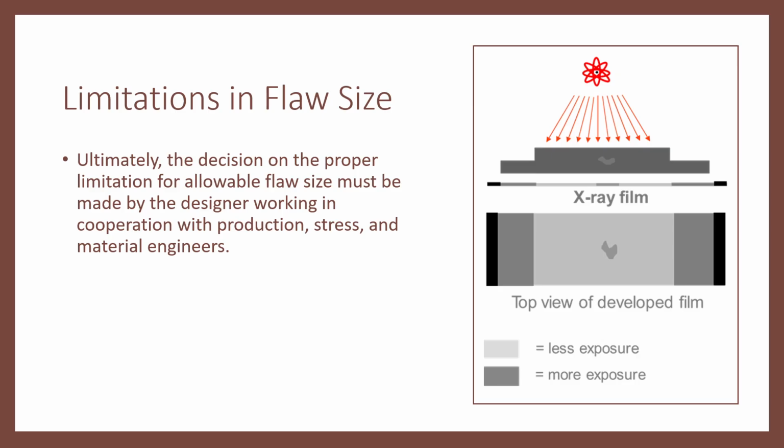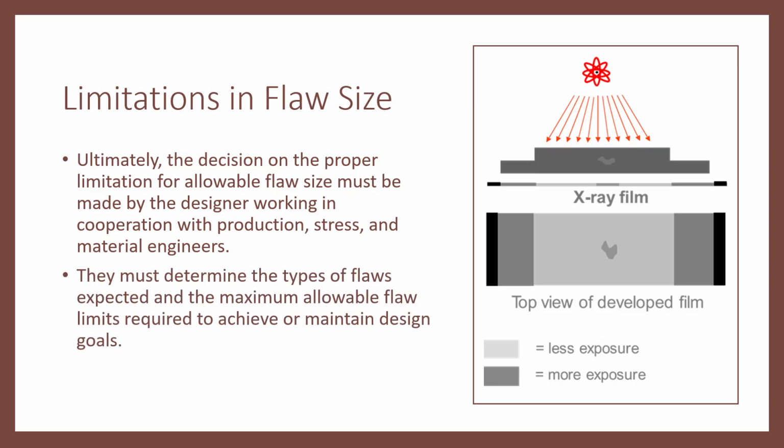So we need to understand that this is the function of the designers and the engineers. They're the ones that are going to determine the types of flaws expected, and the maximum allowable flaw limits that are going to be required to achieve or maintain our design goals. How big of a flaw? Because we're never going to have anything perfect. And different codes allow different amounts of different types of flaws. There's no perfection.